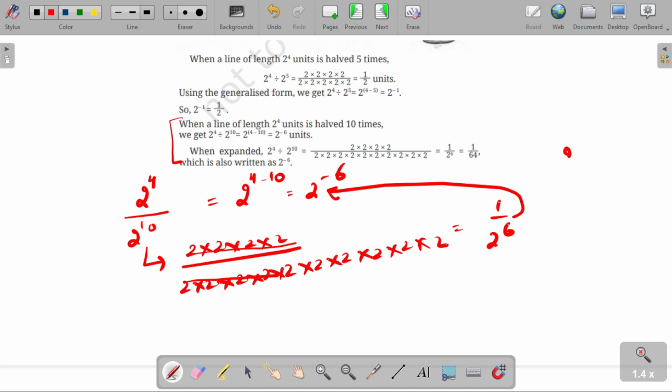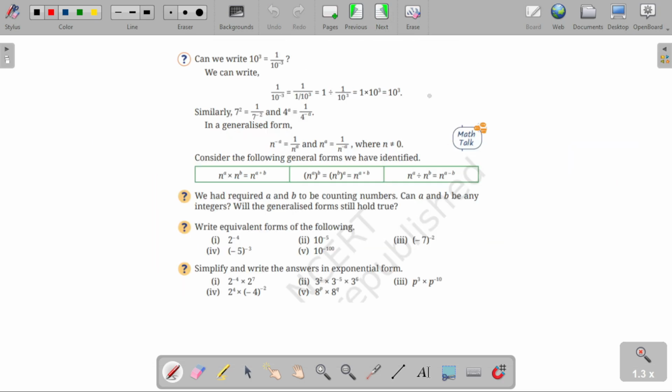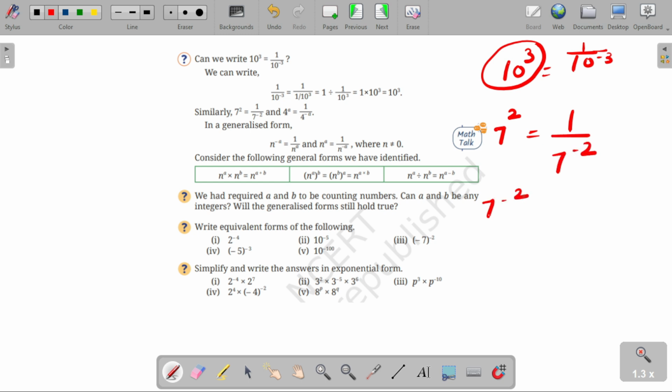If you have power minus 6, you can express it as 1 upon 2 raised to 6. It will just reciprocal the term with the power. Don't forget to write the power. Fine. Next. So again, that means 10 cube can also be written as 1 upon 10 raised to minus 3, the reciprocal of this. Okay, this is vice versa. Now, if you have 7 square, this can also be written as 1 upon 7 raised to minus 2. 7 raised to minus 2 can also be written as 1 upon 7 square. Now, this is vice versa.